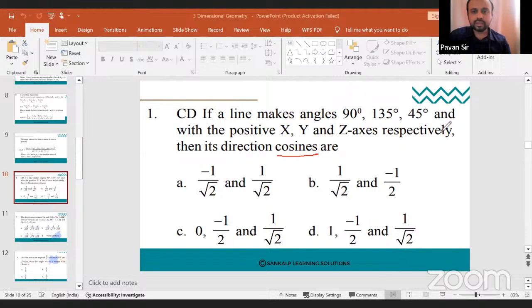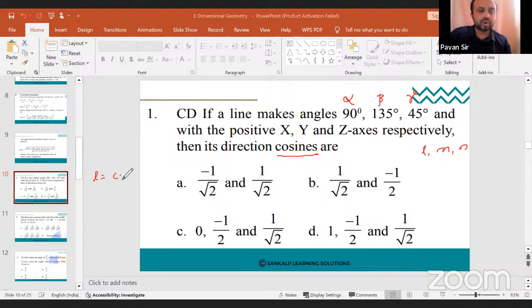First consider l, m, n. So l, m, n are the direction cosines with respect to x, y, z: l with respect to x, m with respect to y, and n with respect to z. Now treat alpha as 90 degree, beta as 135 degree, and gamma as 45 degree. So what is l equal to?